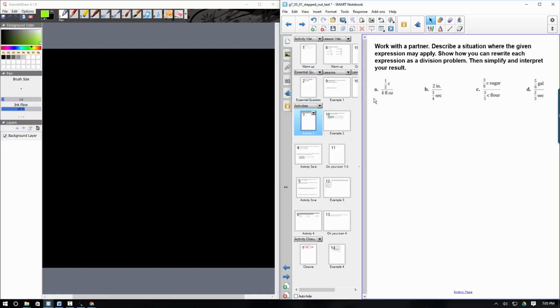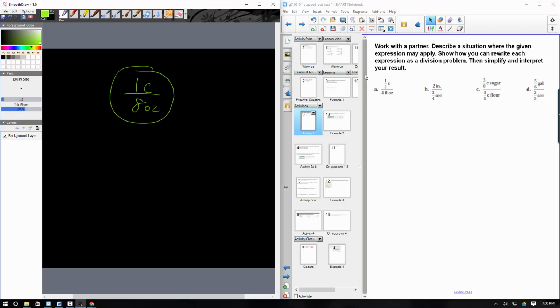So if I have 1/2 a cup for 4 fluid ounces, this is a really good mixture problem. A lot of these things occur whenever you're cooking or doing something with time. If I have 1/2 cup for 4 fluid ounces, that means I'll have 1 full cup for every 8 ounces. And this is just a rate, so I know how many ounces are in a cup. There's 8 ounces.